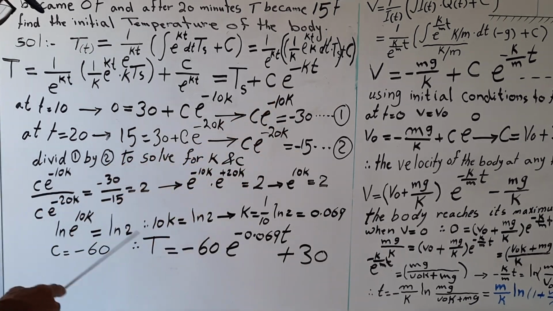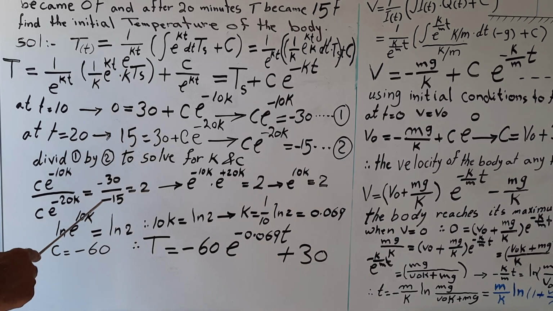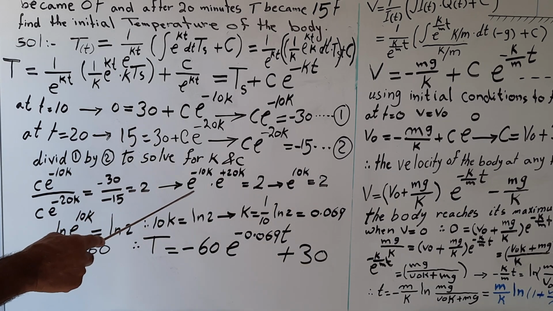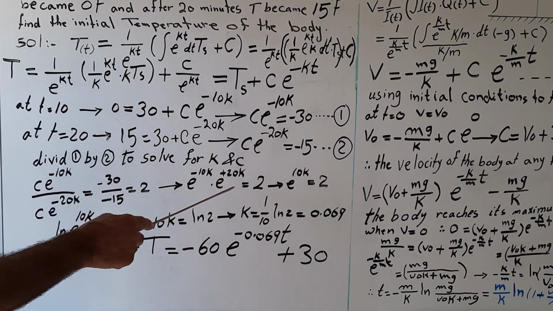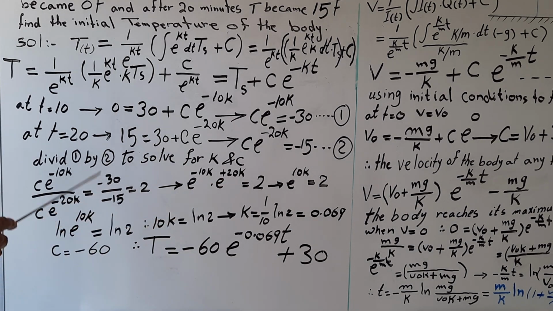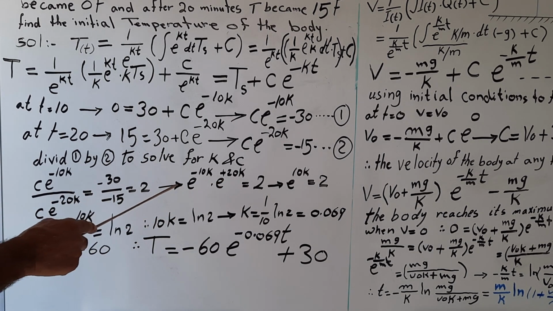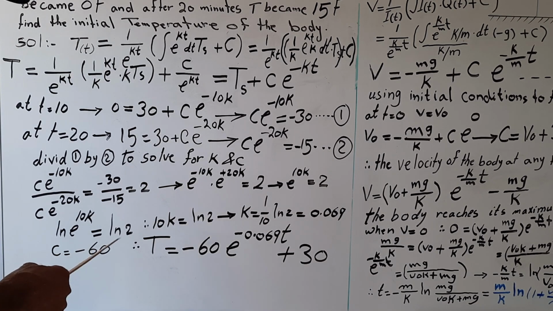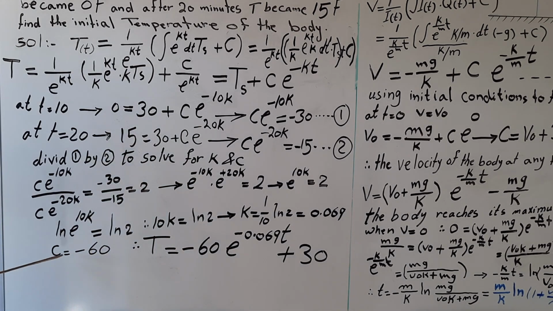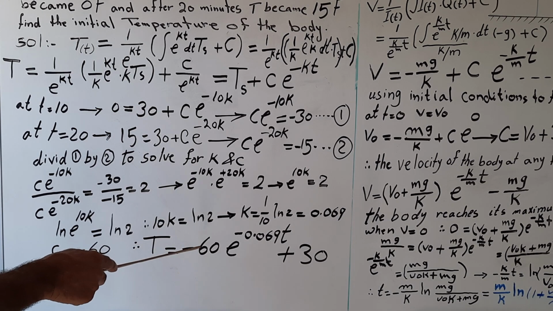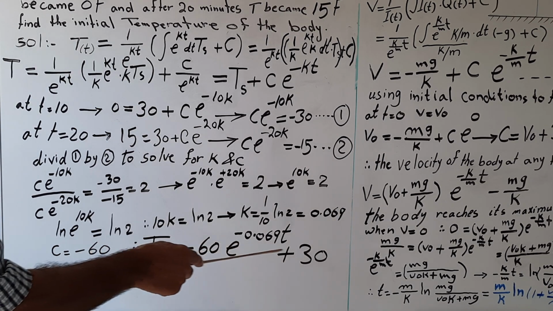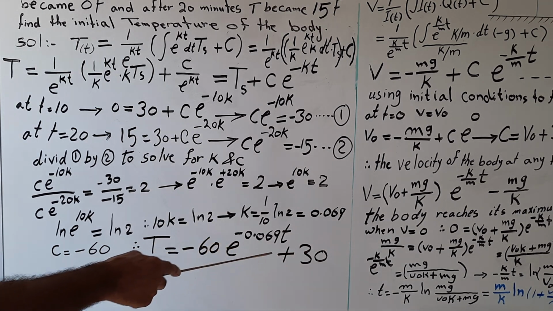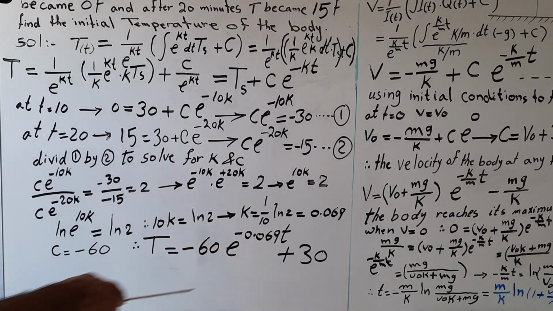We solve them, just algebra, 2 or 3 steps. We divide one by the other, and we take ln of both sides. We found out C equals minus 60, so T equals 30 minus 60 e to the minus Kt. This is our relation. This is our solution.